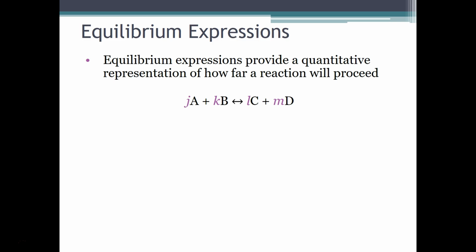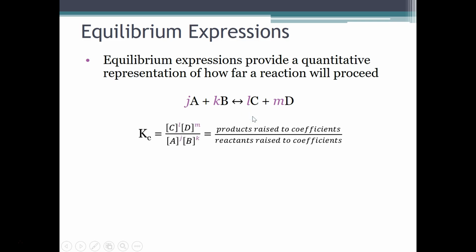Alright, so equilibrium expressions are equations that quantitatively show us how far a reaction will proceed. So if I have a generic reaction A plus B making C plus D with lowercase j, k, l, and m as their stoichiometric coefficients, then the equilibrium expression would look like this. K sub C is equal to the concentration of C raised to the L power times the concentration of D raised to the M power divided by the concentration of A raised to the J power times the concentration of B raised to the K power. Products raised to the power of their coefficients divided by reactants raised to the power of their coefficients.